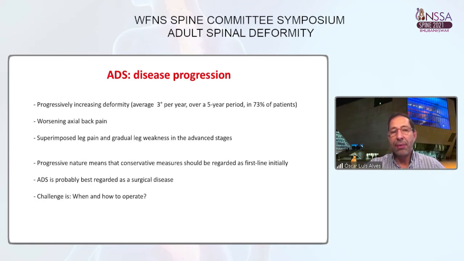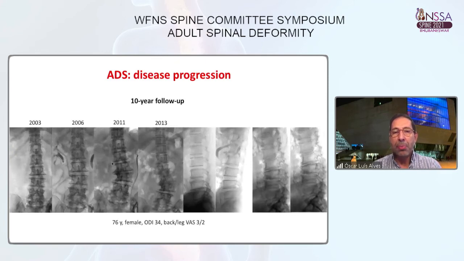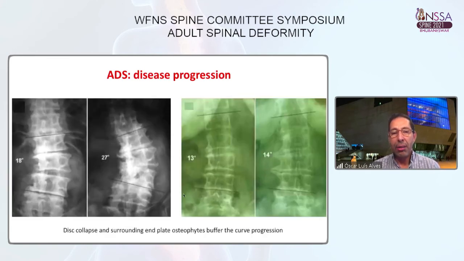Because this is a progressive disease, conservative treatment should be regarded as first line initially. However, we know that this will progress, and the challenge is when and how to operate. For example, this patient over 10 years remained amazingly more or less oligosymptomatic. And if you compare these two patients, in this case there was no progression of scoliosis at all. It was the disc collapse and the surrounding end plate osteophytes that protected against curve progression. So these are elements that you need to pay attention to.